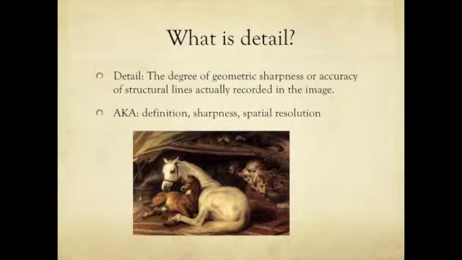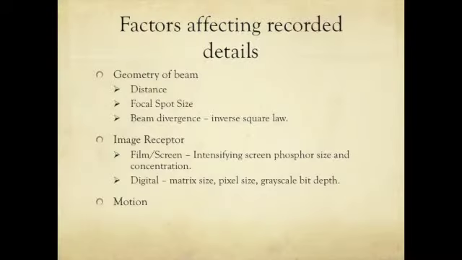Detail is the degree of geometric sharpness or accuracy of structural lines actually recorded in the image. It is one of the easiest factors to evaluate and adjust. There are 5 main factors affecting recorded detail: object to image receptor distance, source to image receptor distance, focal spot size, intensifying screen phosphor size and concentration, and motion.